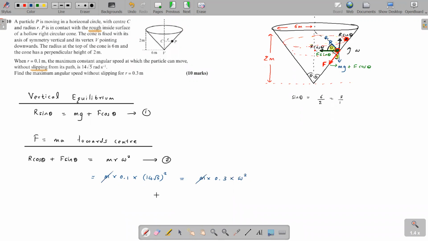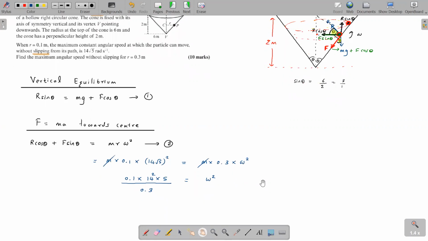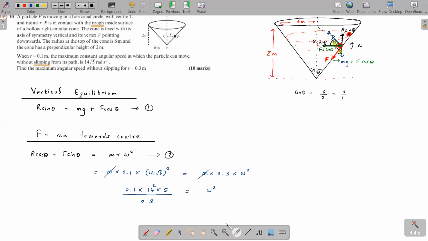All right, so the m can cancel out, and you can get your omega squared by using 0.1 into 14 squared into root 5 squared, which is 5, over 0.3. So it's just a matter of typing this into the calculator and getting the value of omega. So this is the easy way of doing it. But there is another way of doing it, where you actually solve for R and solve for F. Solve these equations simultaneously, get those values, and again apply them into this equation for the new value of r. But even though at the two different elevations, the force diagram is exactly the same and none of them change.